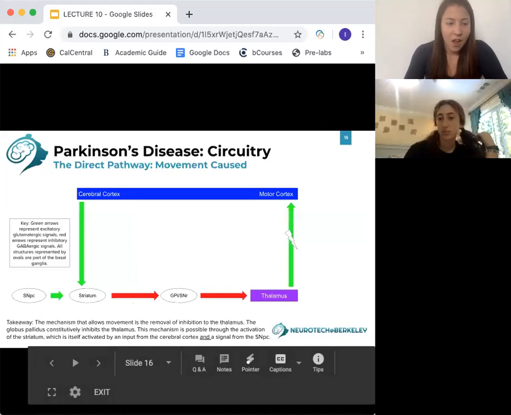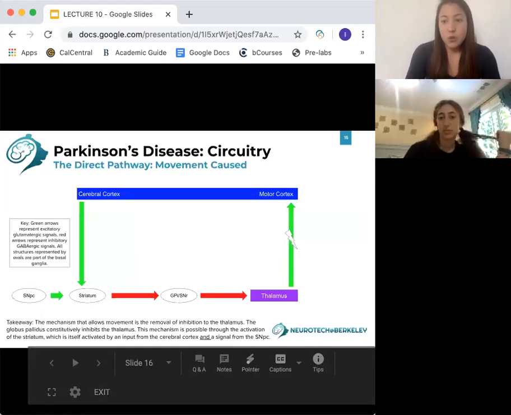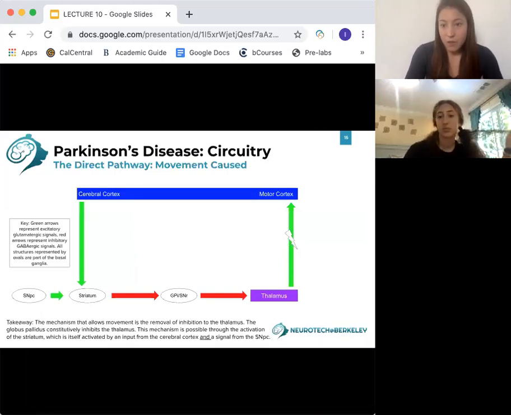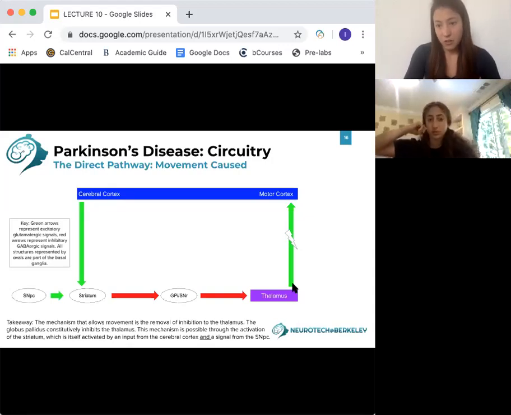So basically, there's two circuits that are theorized to be involved in movement, one in the execution of desired movement and one in the inhibition of undesired movement. The balance between these two pathways is essential to the execution of functional movement. Activation of the direct pathway involves both excitatory and inhibitory signals, but ultimately causes movement.